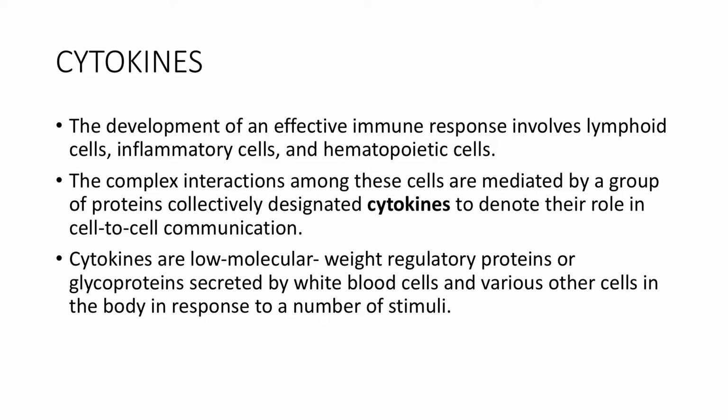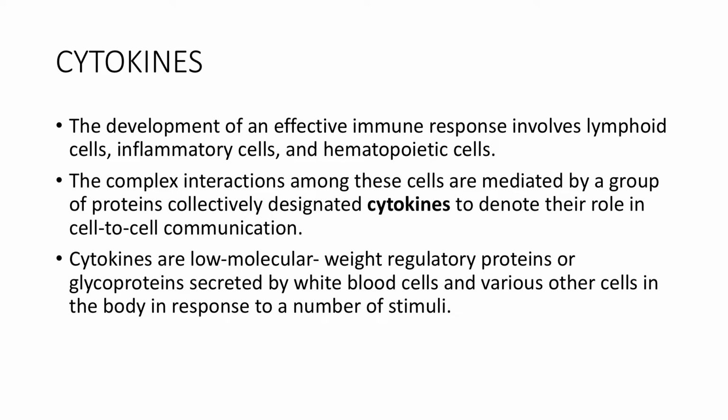So, in our previous unit, we have seen lymphoid cells, inflammatory cells, hematopoietic cells, how they are activated, how they are proliferated, how they are interacting with each other. For effective interaction of lymphoid cells, inflammatory cells, and hematopoietic cells, these cytokines are mandatory. These are the ones which mediate the effective interaction between these groups of cells. The complex interaction among these cells is mediated by a group of proteins which are collectively designated as cytokines, to denote their role in cell to cell communication.